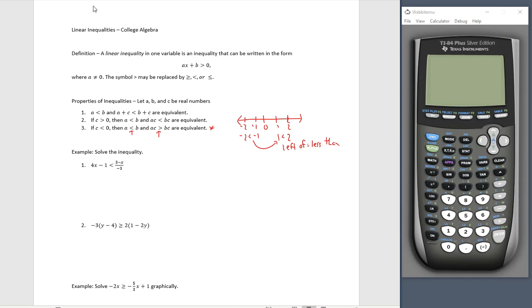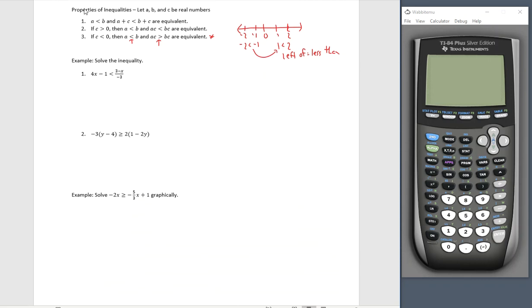All right, let's use that. Let's solve some linear inequalities. For number 1, 4x minus 1 is less than 3 minus x over negative 3. Anytime I have a denominator, I choose to multiply by that denominator. Because it's negative, I have to change the direction of the inequality. I'll have negative 3 times 4x minus 1 is now greater than 3 minus x. The negative 3 is canceled out, and I need to distribute on the left. So I'll have negative 12x plus 3 is greater than 3 minus x.